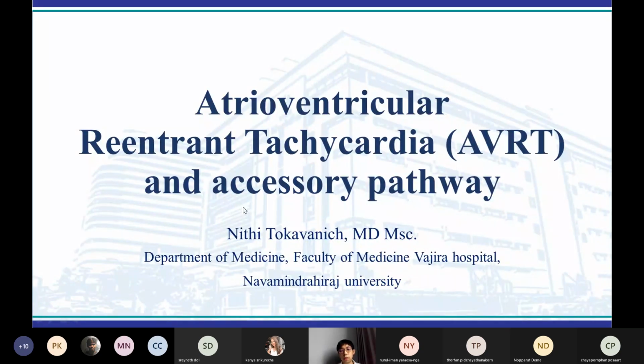Okay, in this afternoon session, I will talk about the atrioventricular reentrant tachycardia and the accessory pathway, or the AVRT. I have talked about it in some prospect in the last lecture, but we will dig deep into the details about the accessory pathway and this tachycardia.